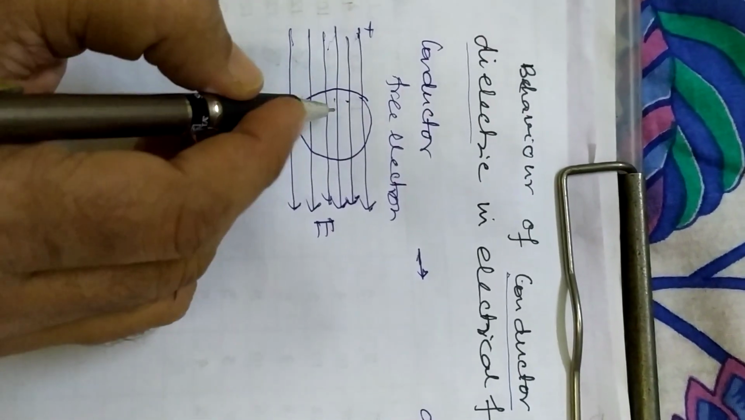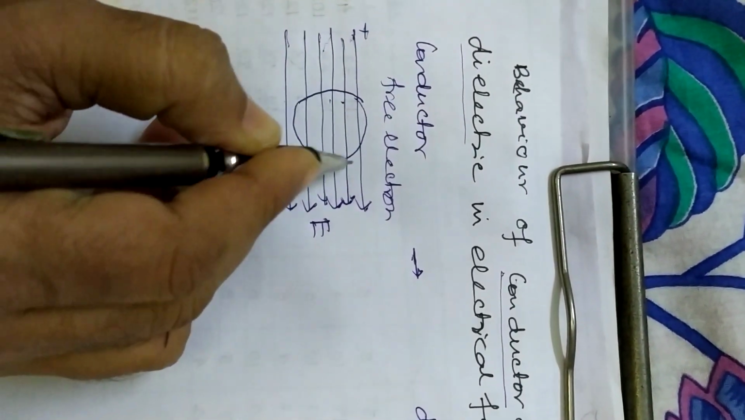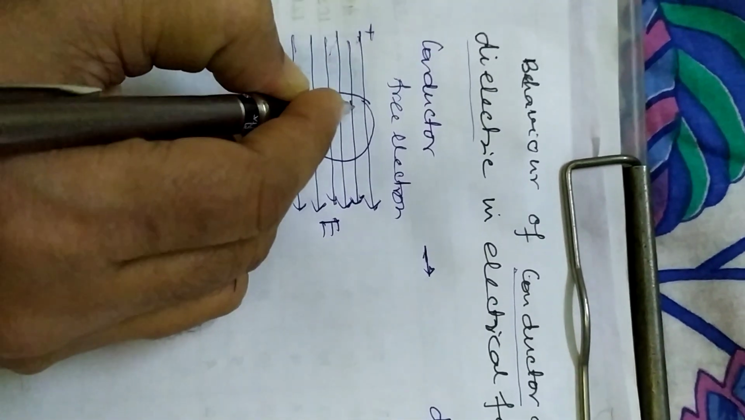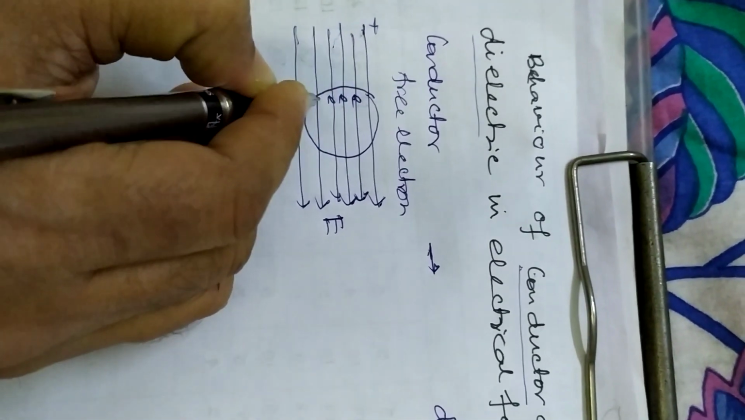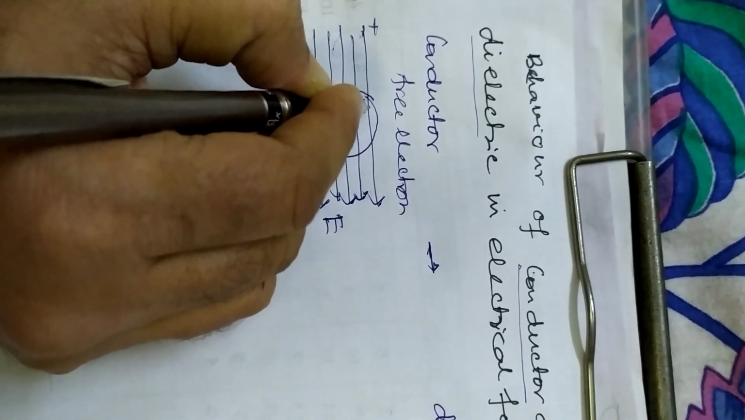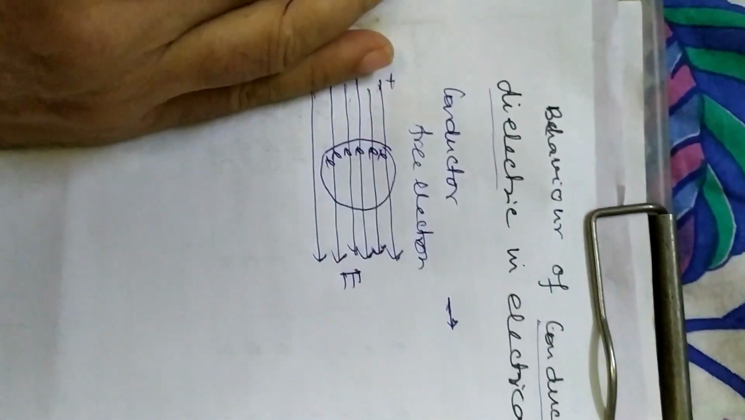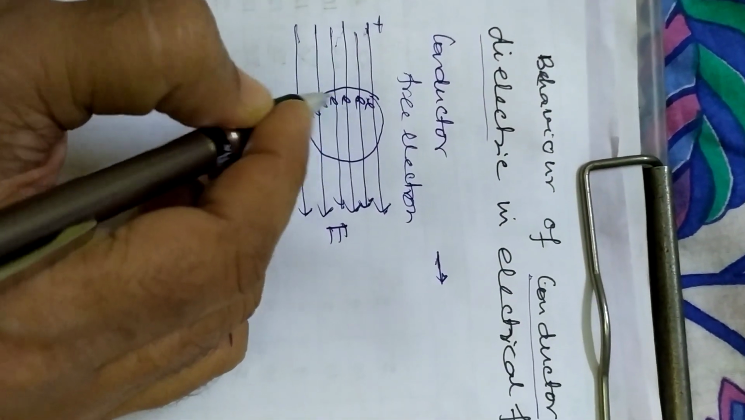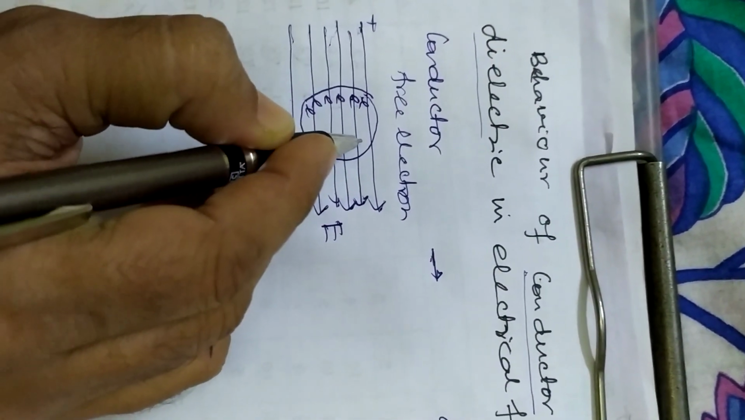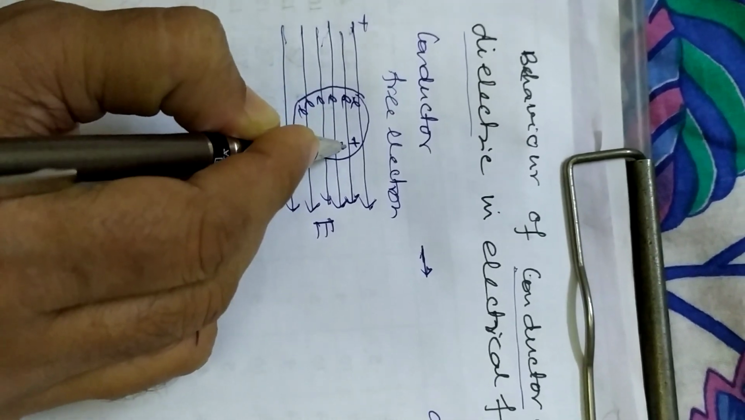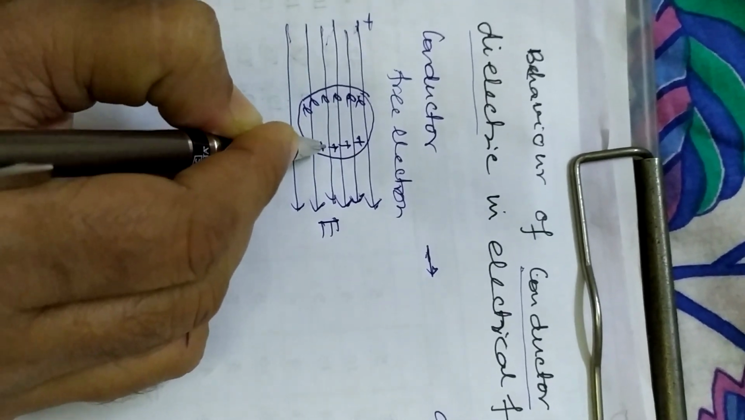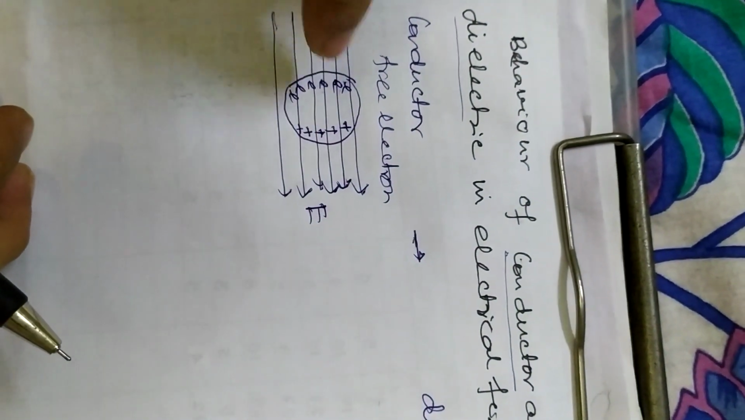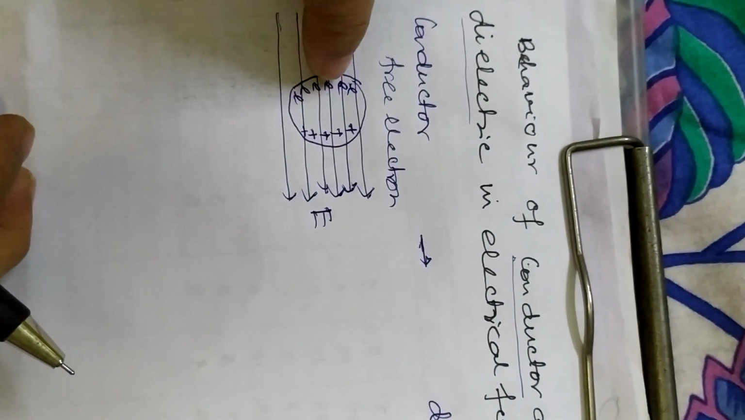So what happens when we place this type of conductor in an electric field? The free electrons will come to these sides. You know why they will come to these sides? Because this is positive, so the electrons will be attracted towards the positive, and as a result of these electrons coming to these sides, there will be induced charges here, that is positive. Okay, this is plus charges. So these plus charges will be concentrated here at this side.